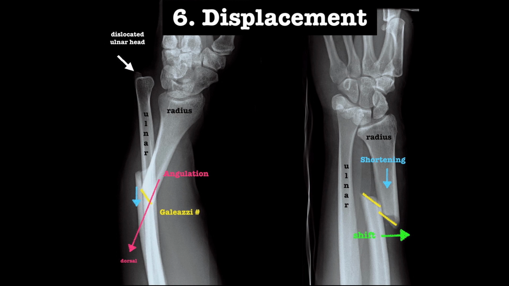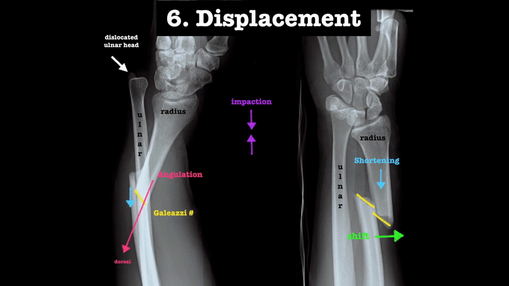To appreciate this, different X-ray views are required. Impaction refers to when there's a decrease in bone length but the alignment is preserved. This is not seen in this X-ray. And finally, rotation. The bone may be internally or externally rotated, and this is also not seen in this X-ray.